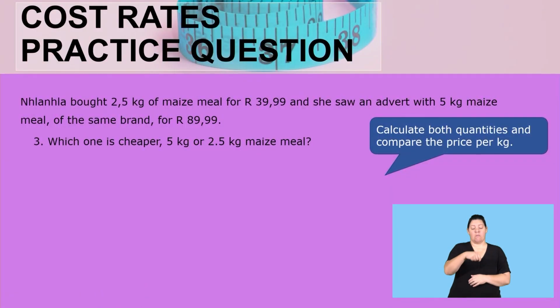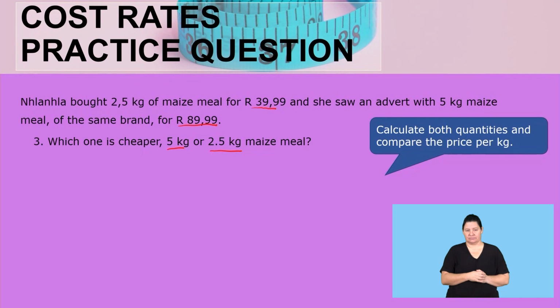Nhlanhla bought 2.5 kilograms of maize meal for 39.99. It is still a follow-up question. And she saw an advert with 5 kg maize meal of the same brand for 89.99. Which one is cheaper, 5 kilograms or 2.5 kilograms? So for us to know which one is cheaper, we need to know the cost per kilogram. That is what will tell you which one is cheaper. So we can start with the 5 kilograms.